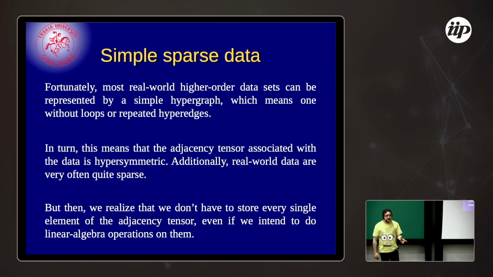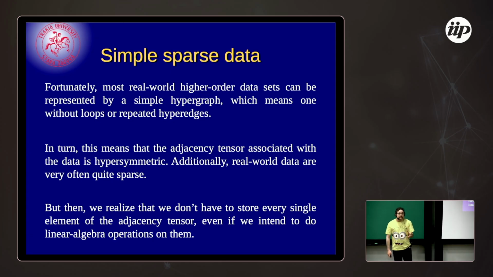This is good because the adjacency tensors that we're dealing with are hypersymmetric. What does it mean that they are hypersymmetric? It means that you're guaranteed that all the elements on all the diagonals, not just the main diagonal, the hyperdiagonal, are necessarily zero. This is going to be an important point later on.